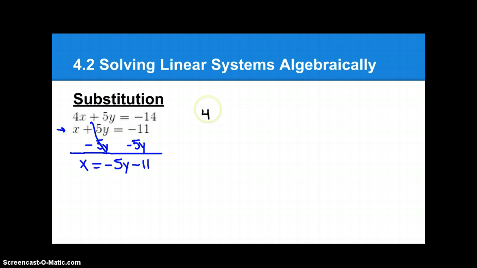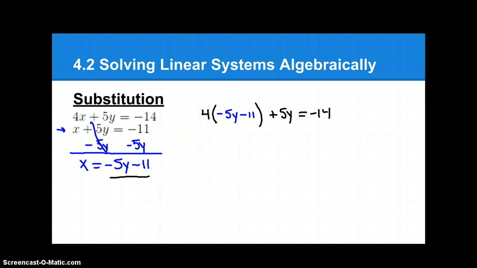this first equation. I have 4 times x. Well, we just found x to be the same thing as this. So I'm going to do 4 times negative 5y minus 11. That's my substitution. Okay? And then I still have plus 5y. And this will be equal to negative 14. Okay? So now what we've done, we've gone from having 2 variables in our equation to just 1.